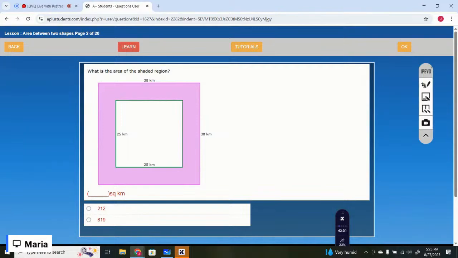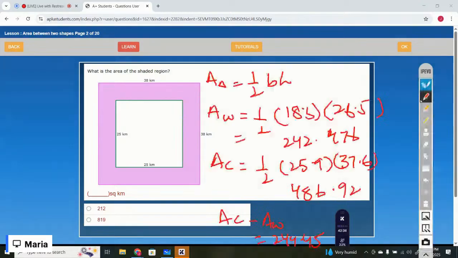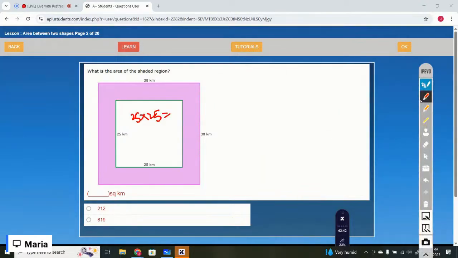What is the area of the shaded region? So we need to calculate both these squares. For the inner one, that is 25 times 25, that is 625. And for the outer one, that is 38 times 38.